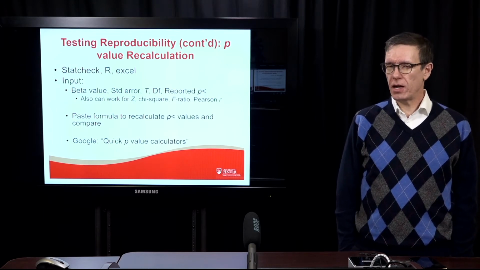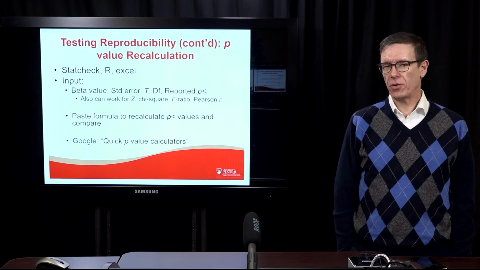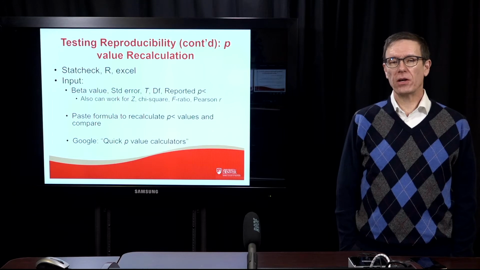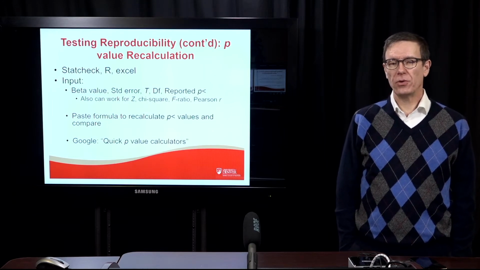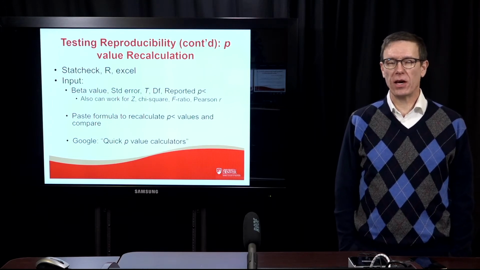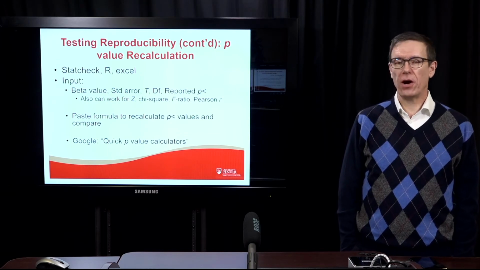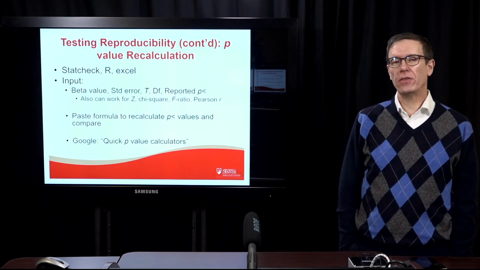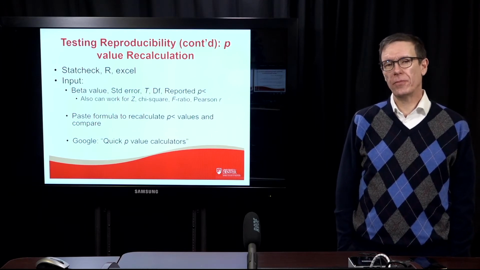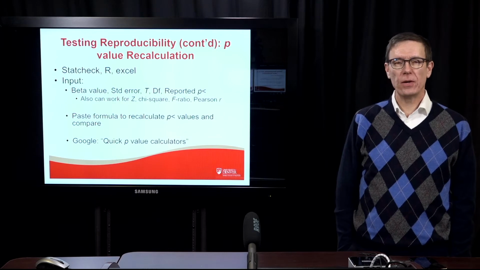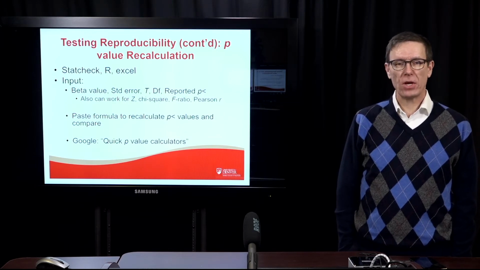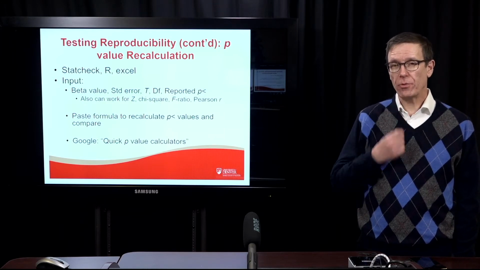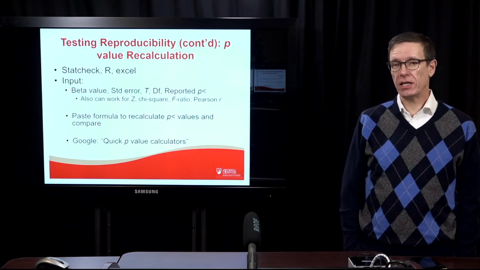You can use this for any variable, incidentally: interaction terms, squared terms, and so on. Using an Excel statement, for example, you can paste a formula into your spreadsheet and recalculate significance values and then compare. What you can do is just go to Google, search for quick p-value calculators, find the formula, paste it into the Excel statement, and you'll immediately have p-values for those particular variables, allowing you to compare the reported significance value with the recalculated p-value and immediately see where there are discrepancies.